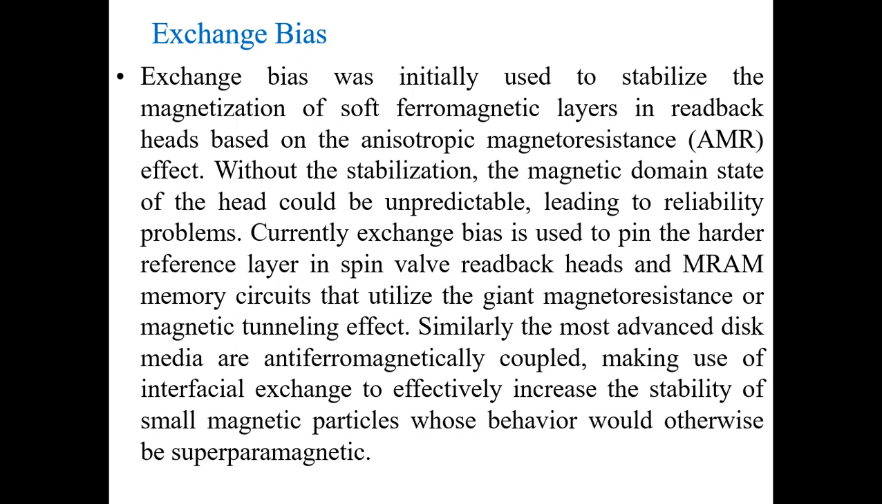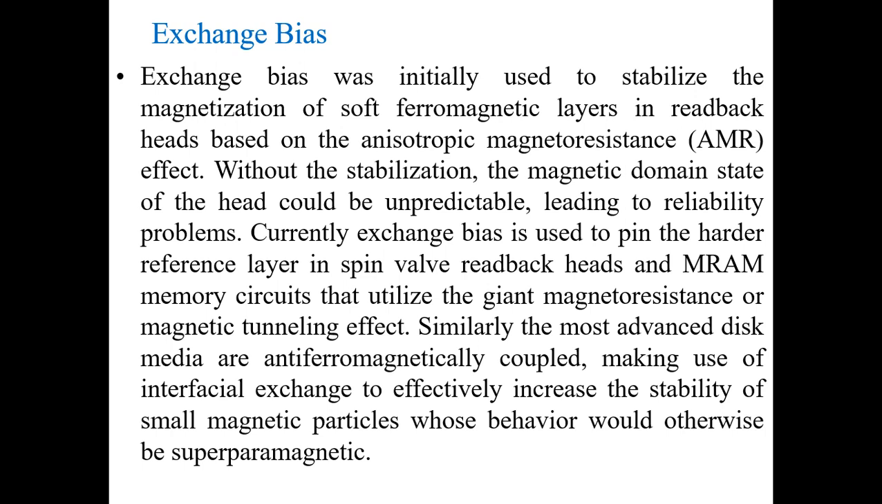So exchange bias was initially used to stabilize the magnetization of the ferromagnetic layers in readback heads based on the anisotropic magnetoresistance, which is also called the AMR effect. Without the stabilization, the magnetic domain state of the head could be unpredictable, leading to reliability problems. So it was important to fix it. Currently, exchange bias is used to pin the harder reference layer in spin valve readback heads, in MRAM memory circuits that utilize the GMR or magnetic tunneling effect. Similarly, the most advanced fixed media are antiferromagnetically coupled, making use of interfacial exchange, this exchange bias phenomenon.